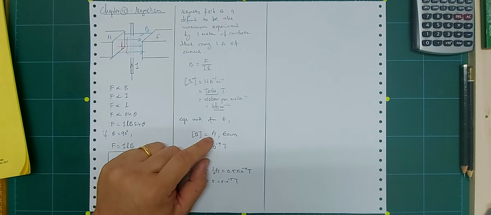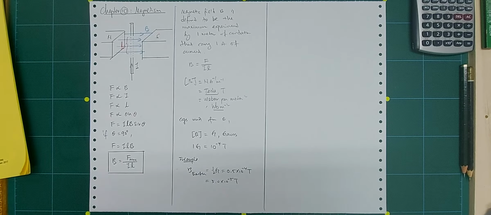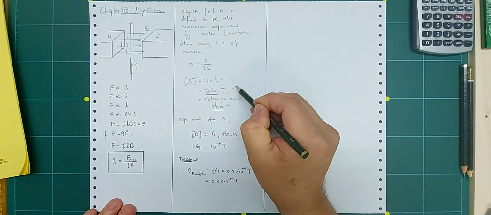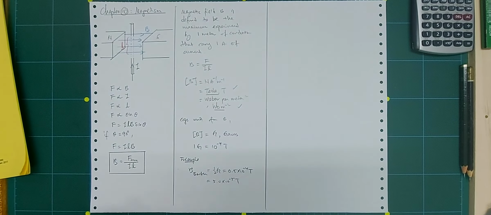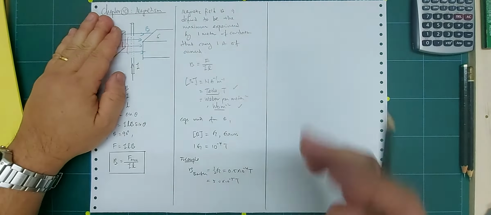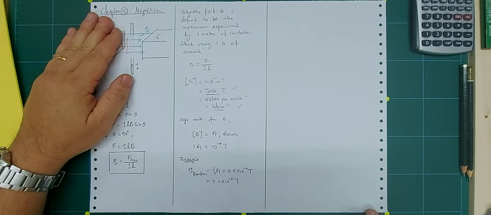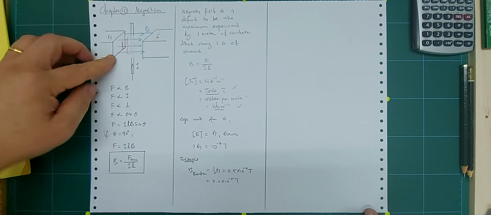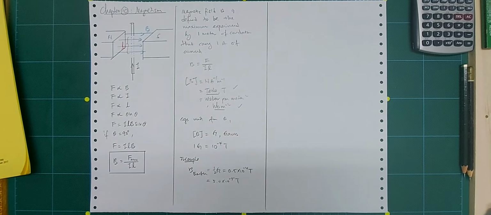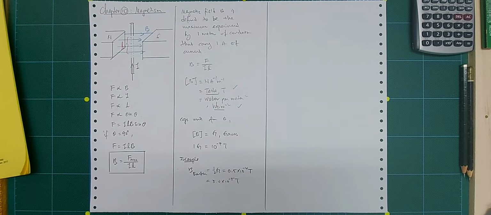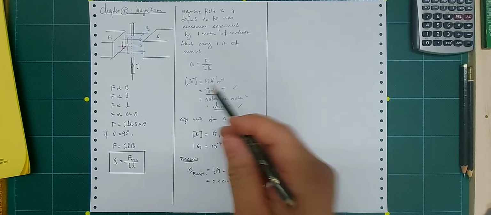Alright, so Gauss is not in your syllabus, so you're going to stay with Tesla and also Weber per meter square. Most of the time we use Tesla, but 1 Tesla is a very strong magnetic field. In a normal lab, it is quite difficult to produce a strong magnetic field up to 1 Tesla, so that's why we normally use milli Tesla or even micro Tesla. So that is the meaning of magnetic field.